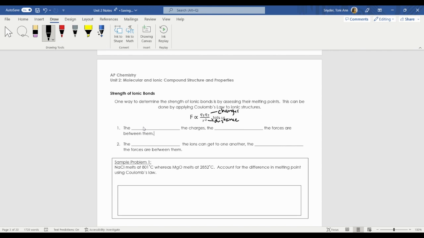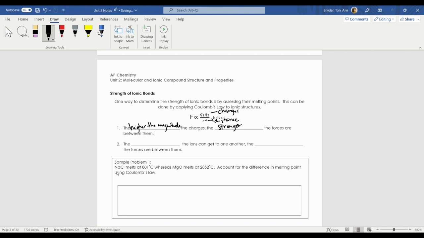Let's talk about this. The higher the magnitude of charges, the stronger the forces are between them. So you might be like, what the heck does that mean? Well, that's what we're going to talk about. What do we mean, the higher the magnitude of charges? Well, it's actually exactly what sample problem 1 is having us look at.